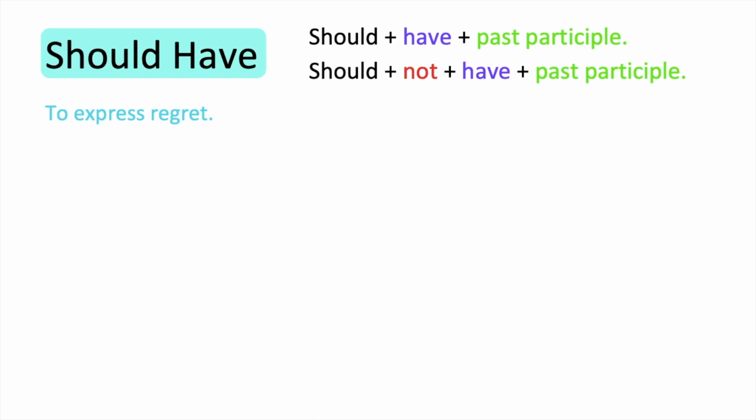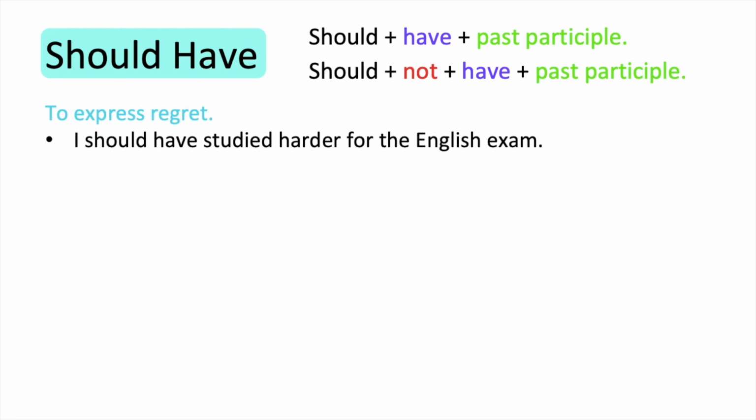For example, I should have studied harder for my English exam. Here I regret not working hard for my English exam. I should have studied harder. I shouldn't have been rude to Sam. Here I regret being rude to Sam. I shouldn't have been rude to him. In this example, I have used the contraction shouldn't for should not.